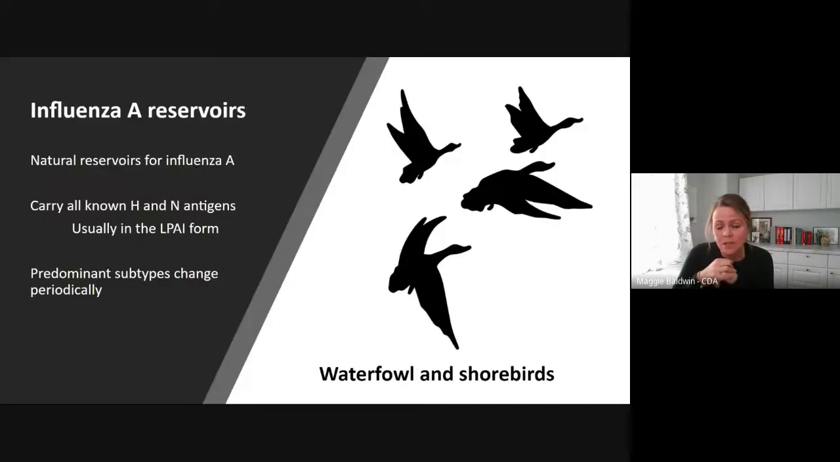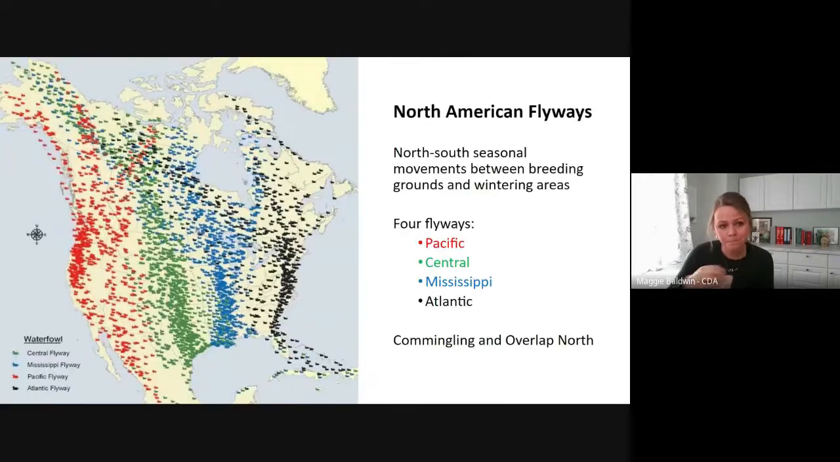Influenza A reservoirs. So our waterfowl and shorebirds typically serve as our natural reservoirs for influenza A, and they carry all known H and N antigens in all kinds of different combinations. And the predominant subtype that we see circulating can change periodically, and we see that through surveillance.